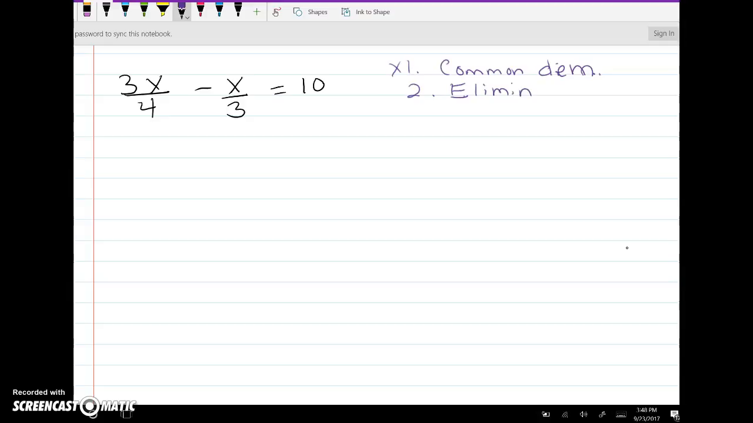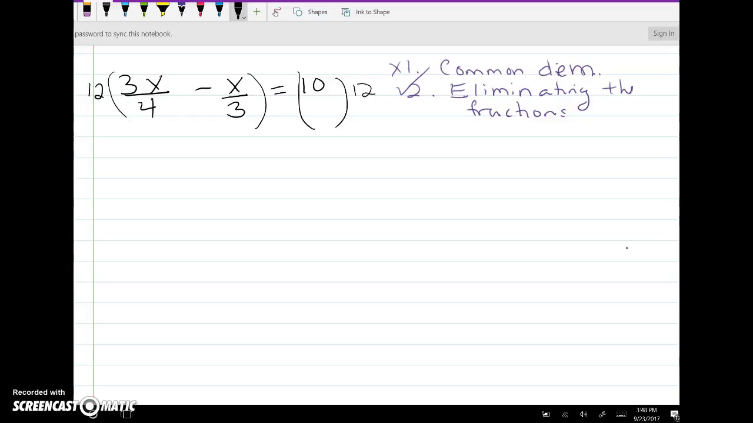Now, it's very similar to common denominators, except you don't have any fractions to deal with. So the first thing we need to do is find a common denominator. Well, the common denominator of 4 and 3 is 12. So we're going to multiply both sides of the equation by 12, because what you do to one side, you have to do to the other. Now this is where some people get a little confused, so I'm going to go through this slowly.